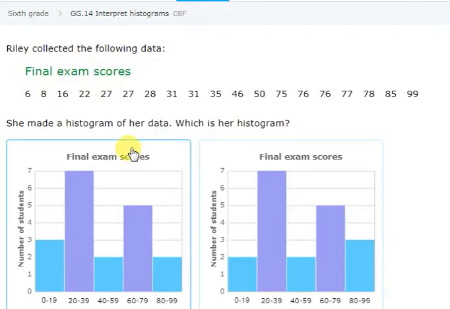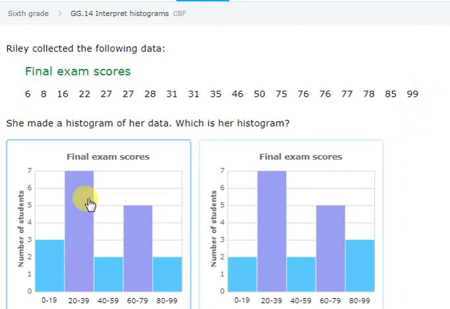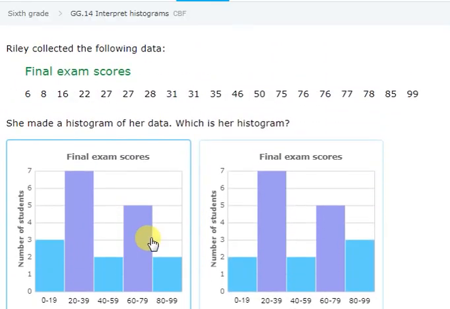Okay, in this question we have been given data. Fortunately the data is in ascending order, so it is very easy to work with. We have been given two different histograms and we have to pick the right one according to this data. First we have to look at the first bar, whether it is the same or not. No, the first bar is different. So let's see which histogram has the right first bar.